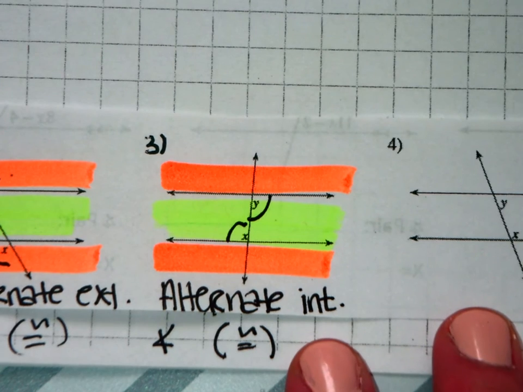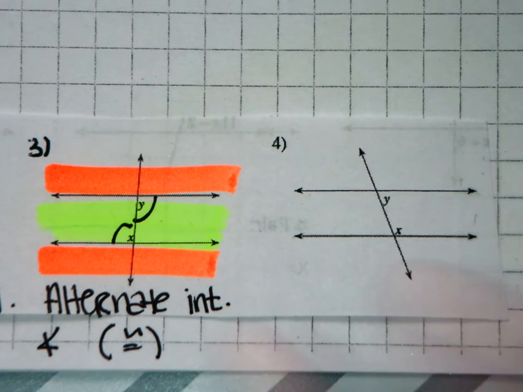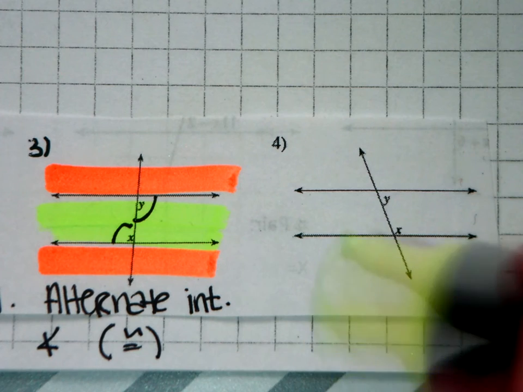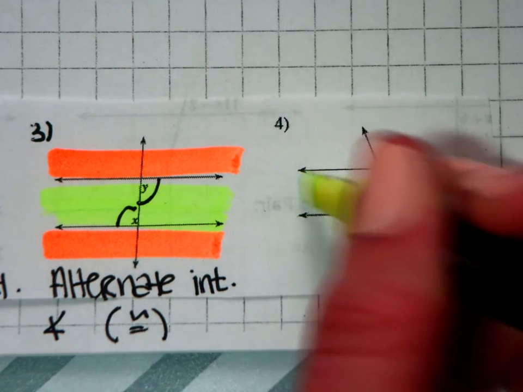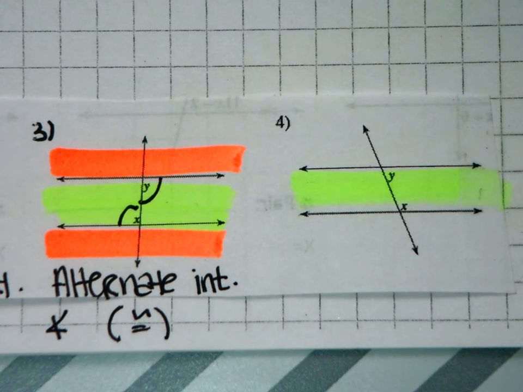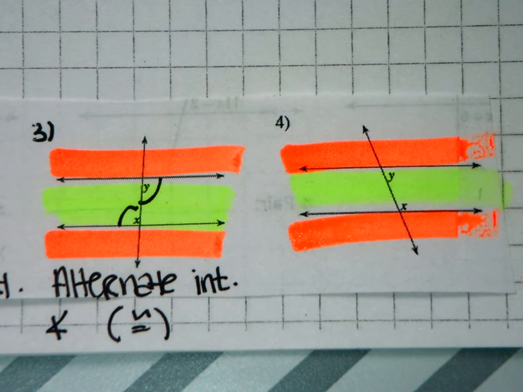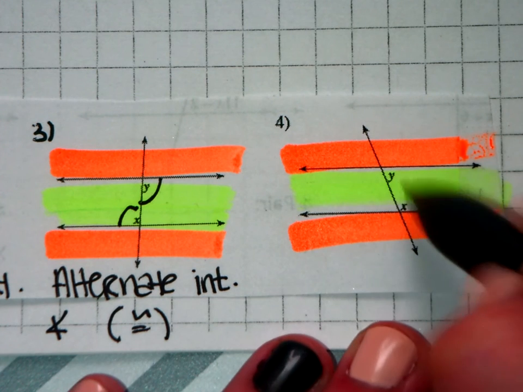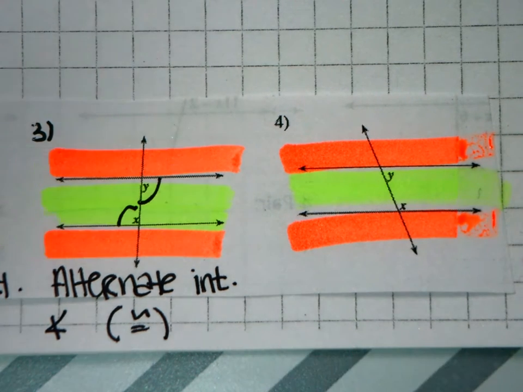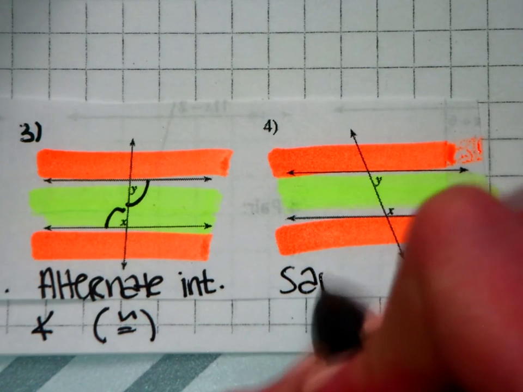And our very last one. These angles are both located in the interior. If I focus on my interior part here, they are, however, different than number 3. On number 3, X and Y were on opposite sides. On this one, they're on the same side. So their name is same side interior angles.